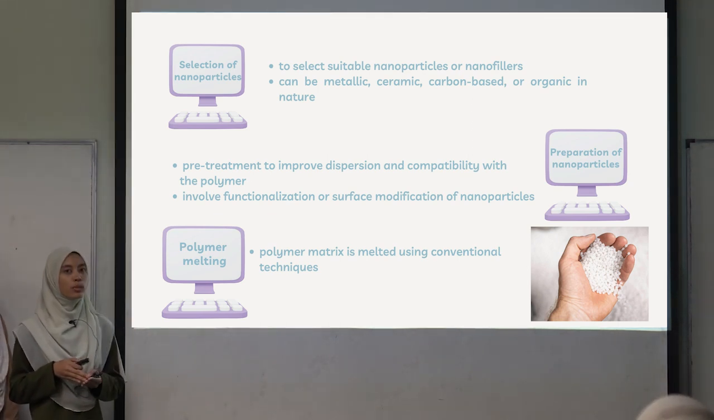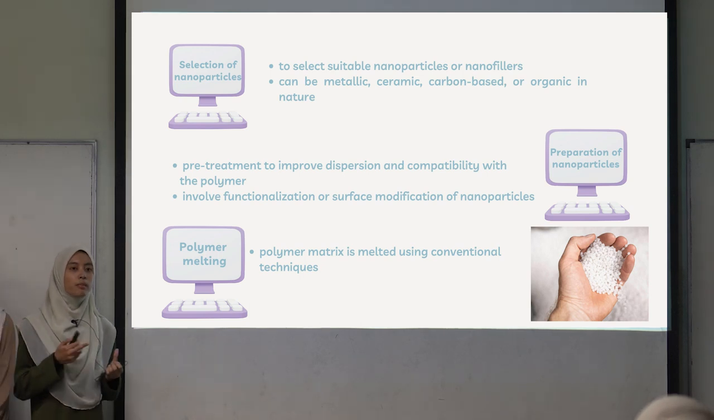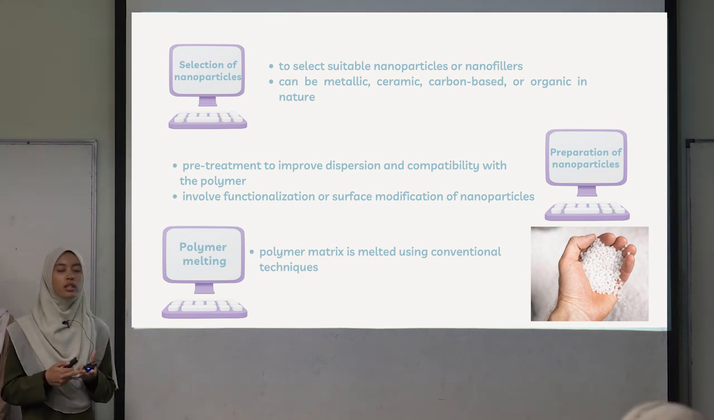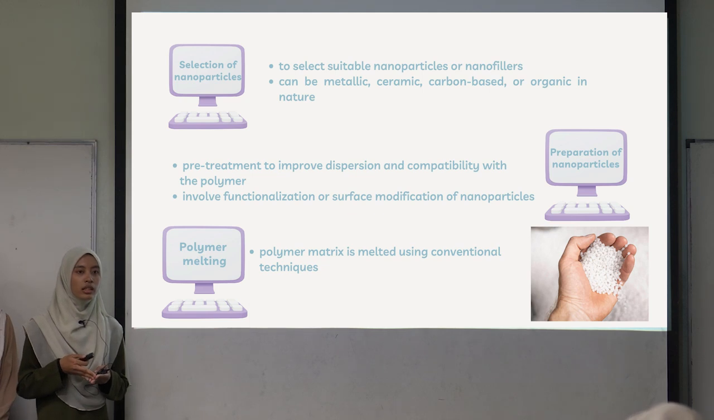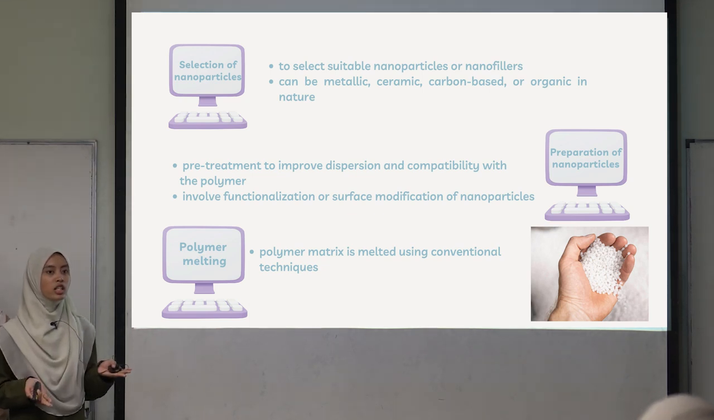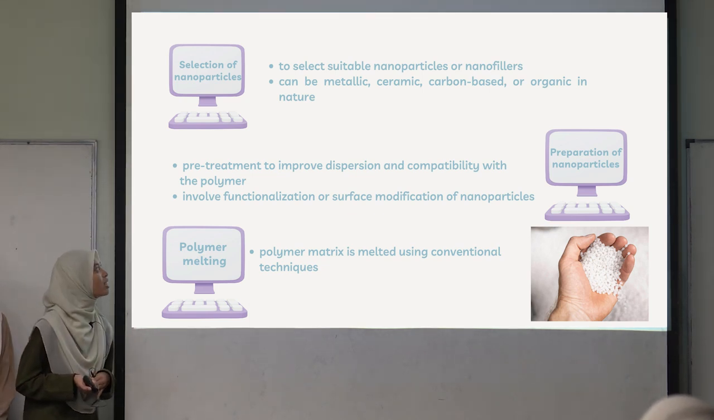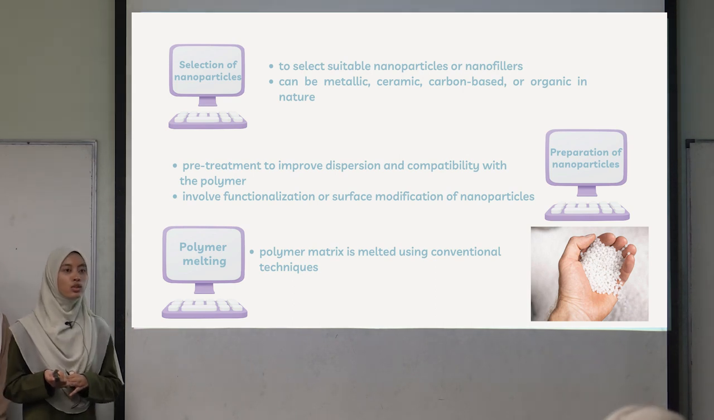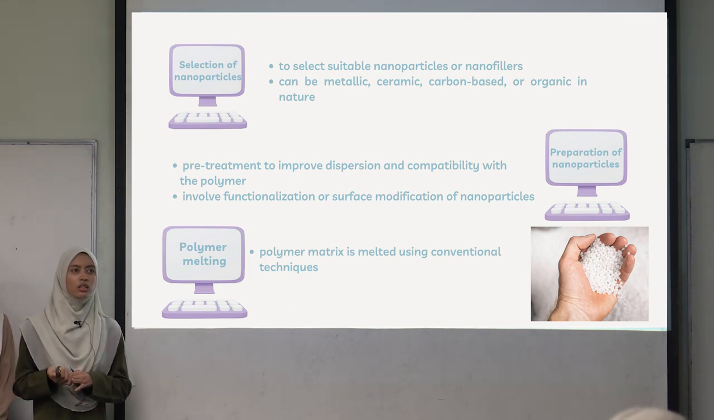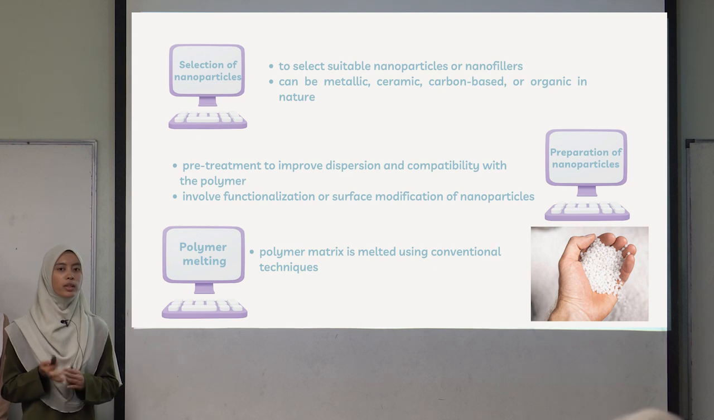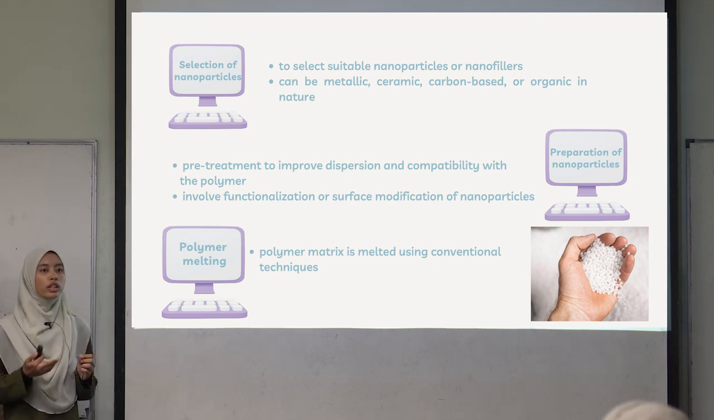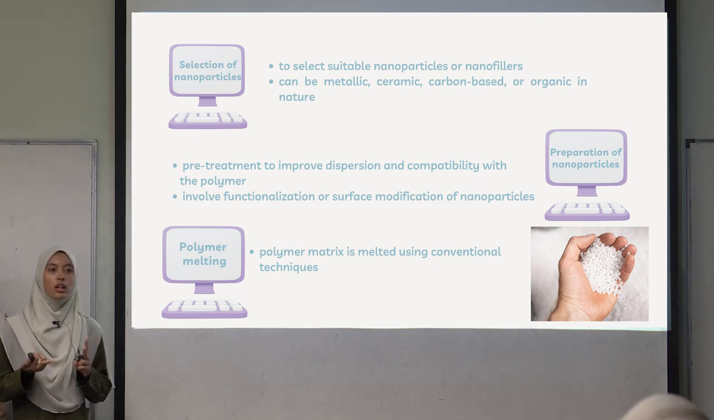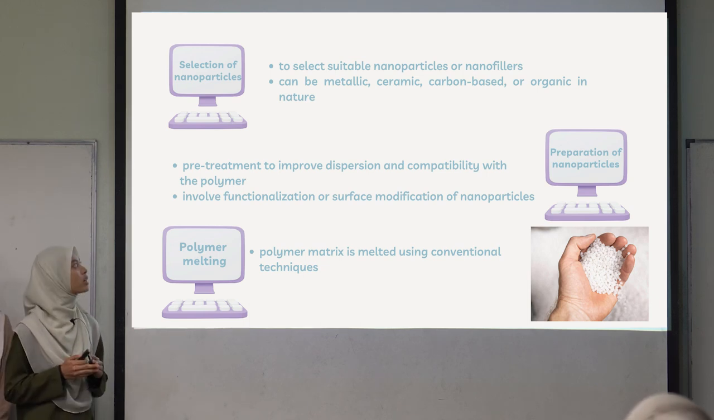These nanoparticles can be either metallic, ceramic, carbon-based, or organic in nature, depending on the desired properties and the applications of the nanoparticles. Other than nanoparticles, we also need to select a polymer matrix that is suitable for the applications. For example, polyethylene, polypropylene, polystyrene, PVC, and others.